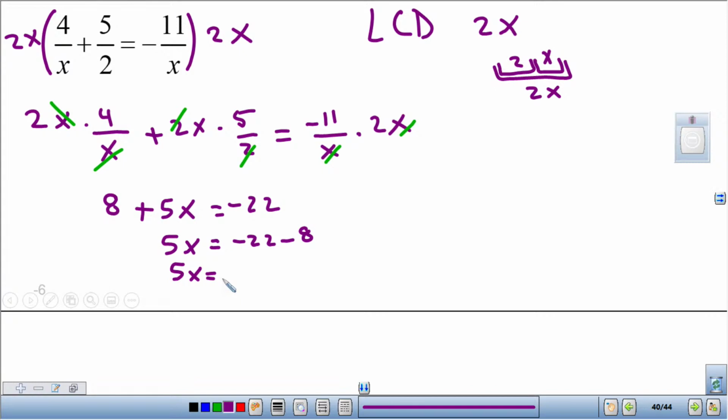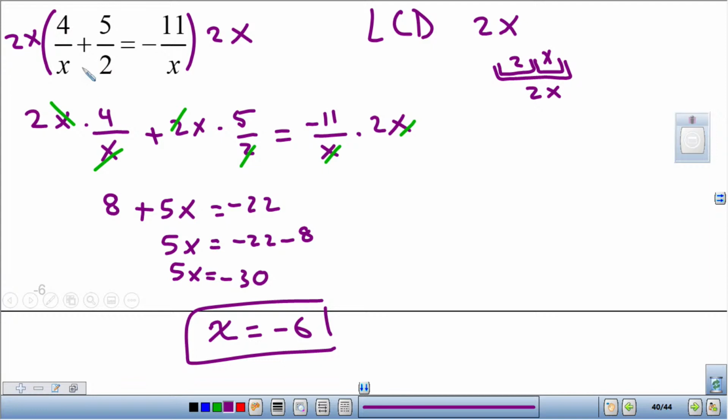Well, I'm interested in 1x, not 5x's. So divide by 5. X should give you negative 6. Okay, does this work? Well, let's check it. Can I put negative 6 here? Yep, there's no problem. So I should not exclude that value. And to check it again, you just have to plug it in and check.